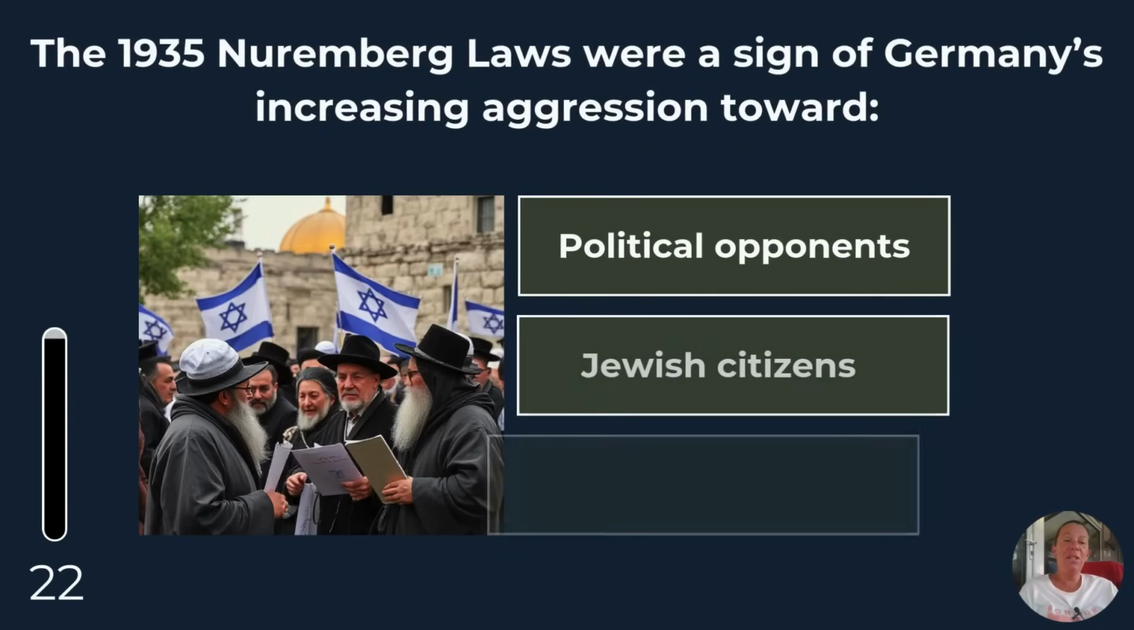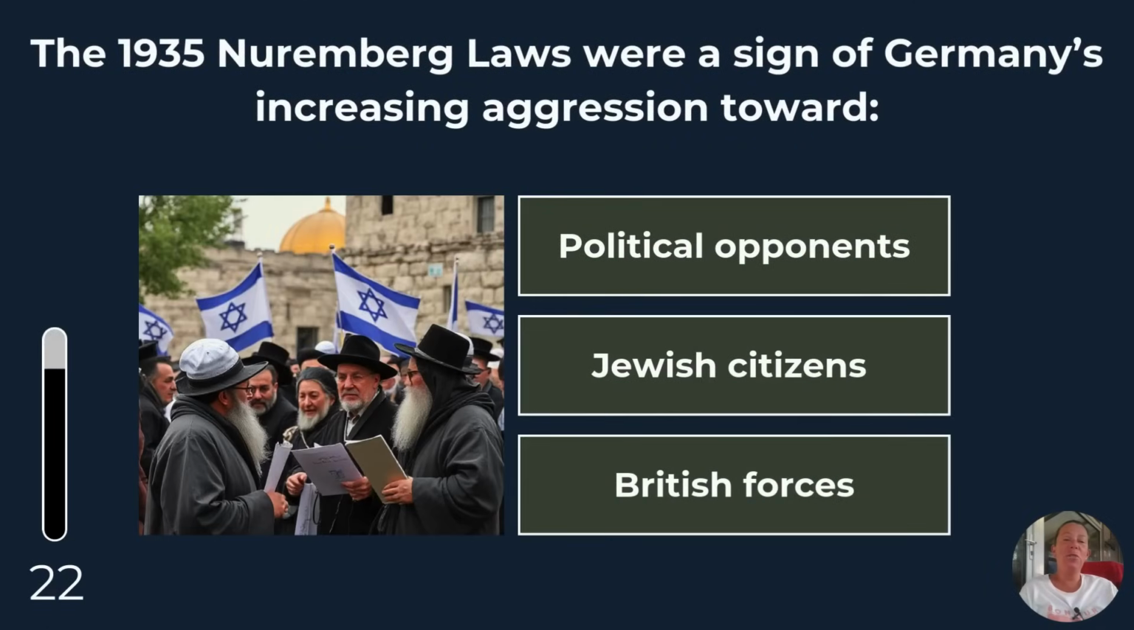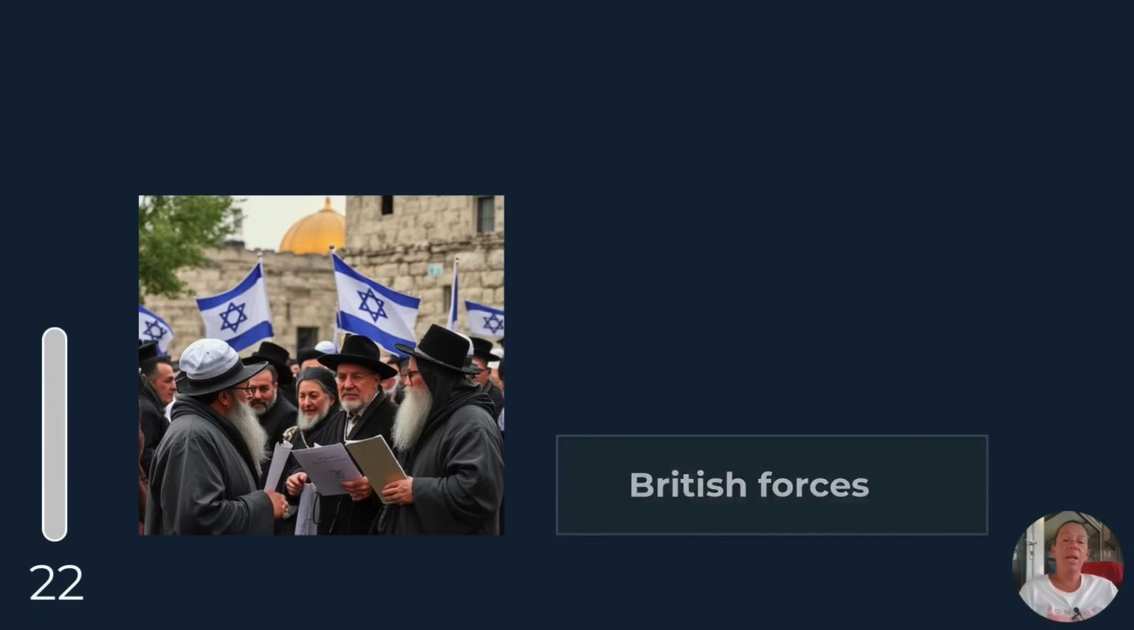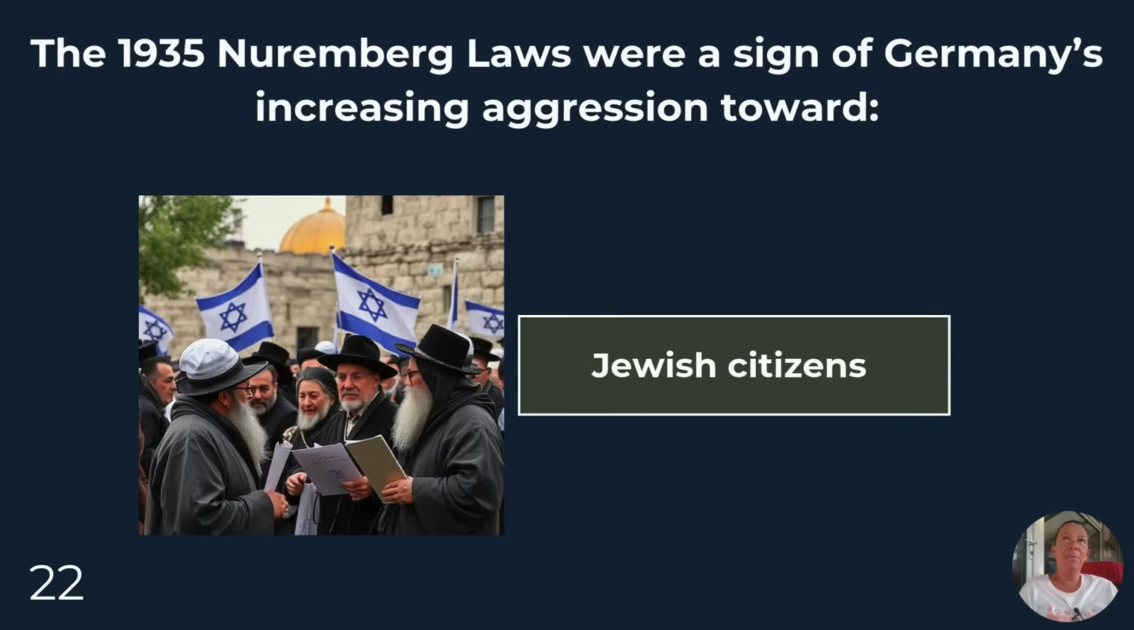The 1935 Nuremberg Laws were a sign of Germany's increasing aggression toward political opponents, Jewish citizens, or British forces. Jewish citizens.